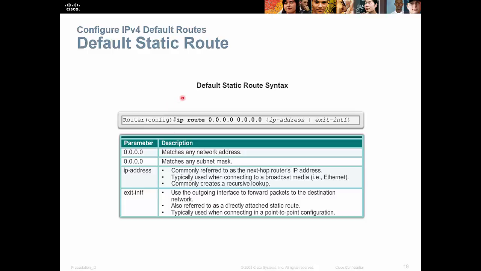To configure a default static route, we would use the same ip route command. So we do ip route. The destination is quad zeros. And then we do another set of quad zeros for the subnet mask. And then again, the IP address of the next hop, and then the exit interface. And again, all the static route is saying is, if there's no better match in the routing table, use the default route.